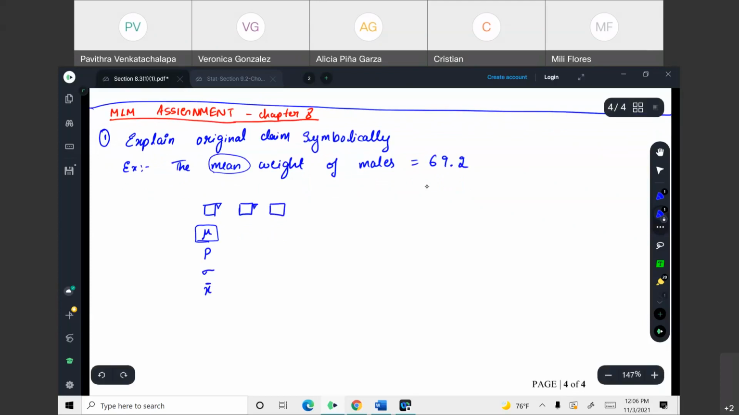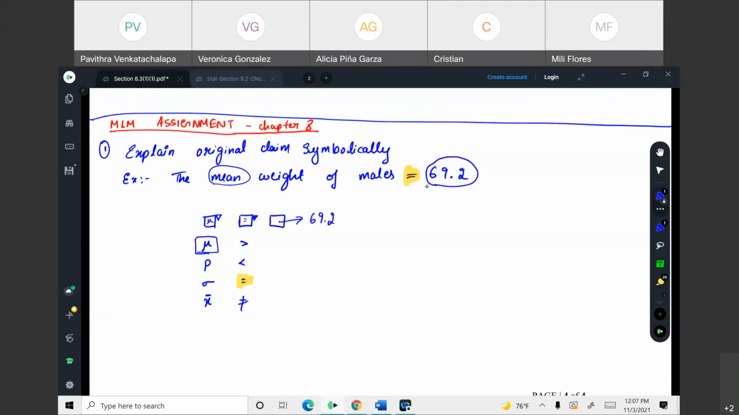Okay, now next to that, in this small box, you will have symbols like this. Now, which symbol you have to choose, it depends on the question. Now here, according to this example, it is equal to. So I'm going to choose this symbol for here. Okay, so it will be mu equal to. Now here, you have to write the value, whichever is mentioned in your problem. Okay, so this is your section 8.1 first question.